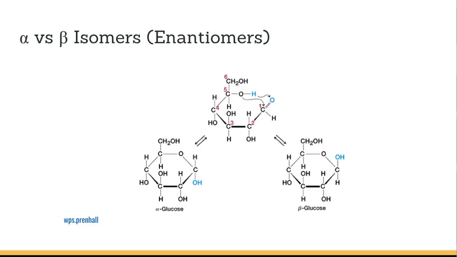Another structural variation is the alpha versus beta form. This is related to the hydroxyl group of carbon 1. When in the ring form, if the C1 hydroxyl group projects downward, it's classified as the alpha form. If the C1 hydroxyl group projects upward, it's classified as the beta form.